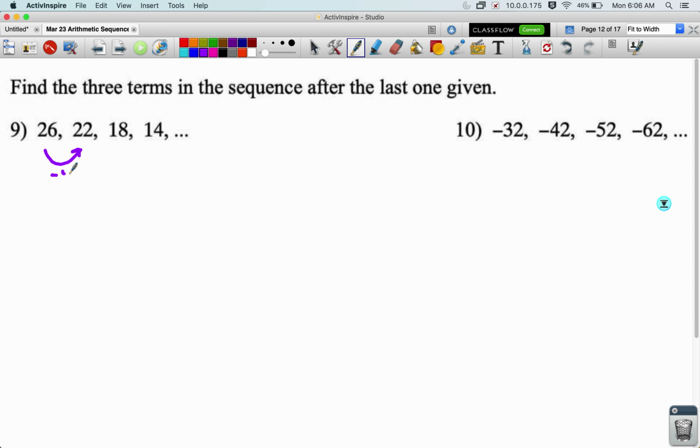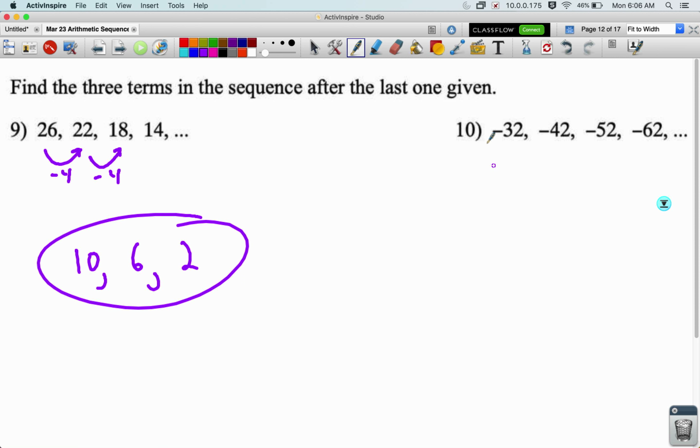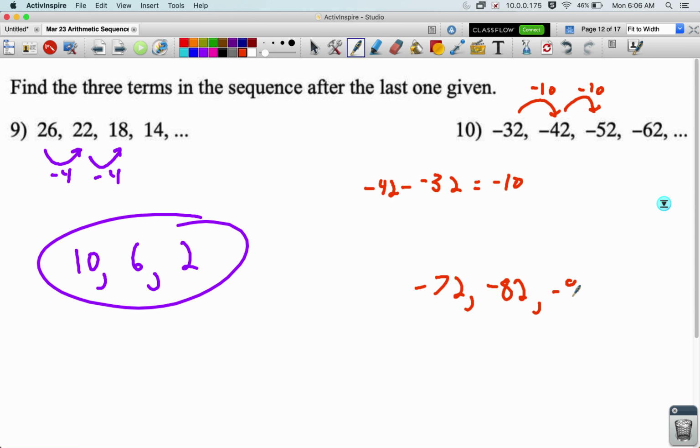So this one we are subtracting 4 each time. So just keep subtracting 4. We go 10, 6, 2. All right. What about this one here? Well, here I'm not sure if it's positive 10 or -10. So I do -42 minus a -32. That's the same as -42 plus 32, which equals -10. And now I can see, oh yeah, it is a -10 each time. So I continue to subtract 10, I get -72, -82, -92.